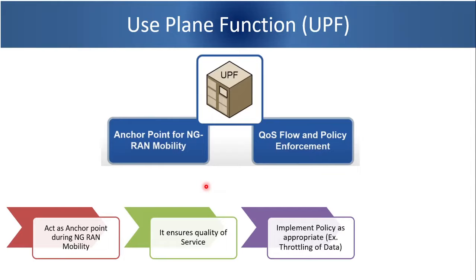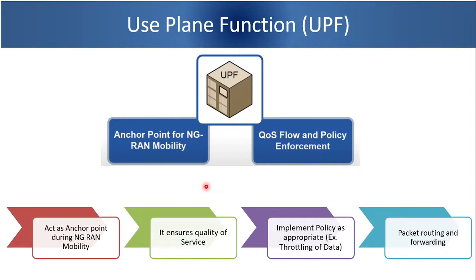and then it also implements certain kinds of policy on a dynamic basis, in the sense that if a user is in an area where there are no resources, the UPF can receive a command to please throttle or limit the data to this user. So throttling of data could be one example. The dynamic implementation of the policy is also done by the UPF, and packet routing and forwarding is one of the important functions.